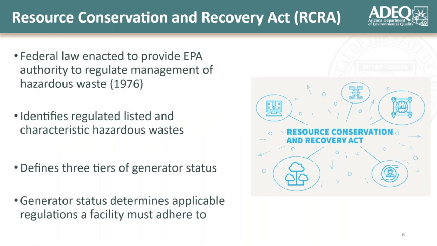The Resource Conservation and Recovery Act, known as RCRA, was enacted in 1976 by the EPA to set standards and regulations pertaining to the generation, management, and disposal of hazardous waste. Within RCRA regulations, hazardous waste is defined and 3 tiers of generator categories are identified. The generator category of your business determines the regulations you're required to adhere to.